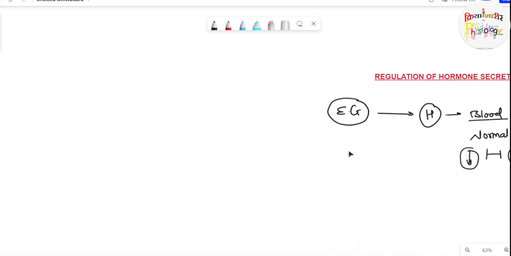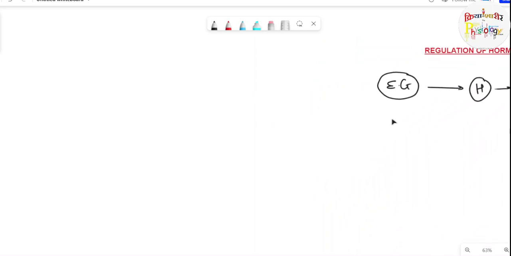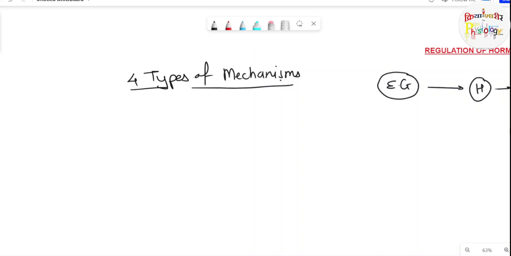Now, for this mechanism of secretion, there are four types of mechanisms. With these four mechanisms, the secretion of endocrine glands is regulated. These are actually the regulatory mechanisms of hormone secretion. First one is feedback mechanism.